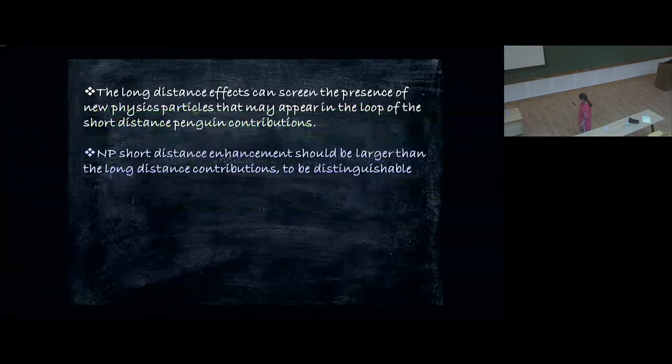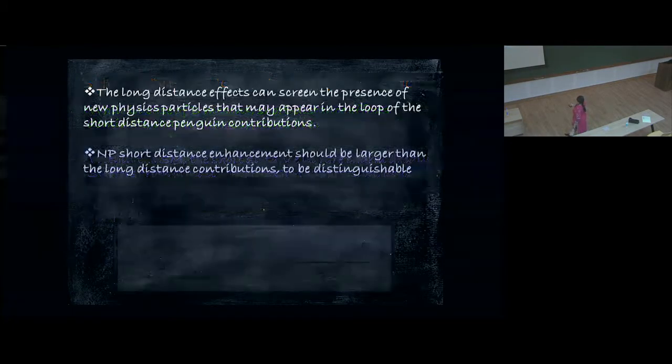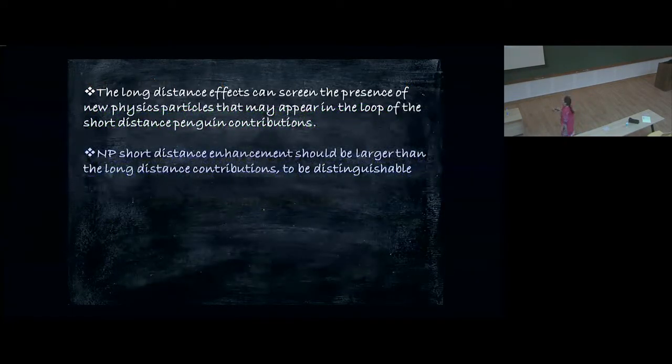And particularly if I want to look for new physics, where some other virtual particle comes in these loops, then I have to make sure that the long distance effects don't screen the presence of these new physics particles that may appear in that loop. So basically, the new physics short distance enhancement should be larger than the long distance contributions to be distinguishable.